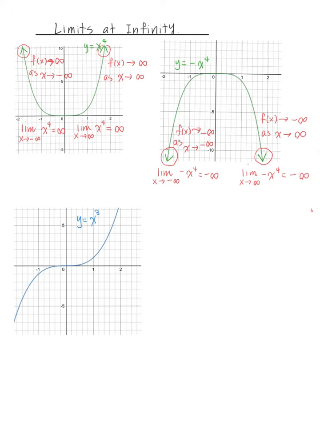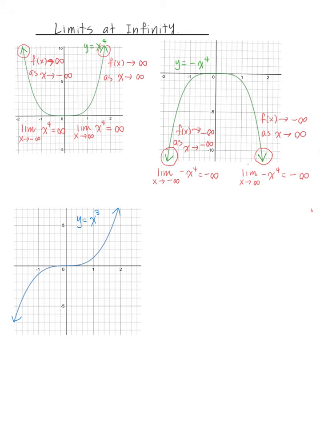All right, now let's look at y equals x cubed. So what we're going to do now is we want to determine the tail end behavior of this graph in terms of limit notation. Okay, so if you want to pause the video and try to see if you can do this or not, go for it. I'm going to pretend that you paused the video and let's go through this.